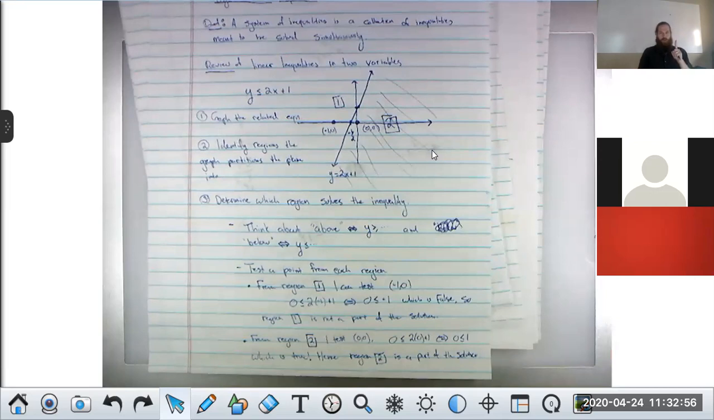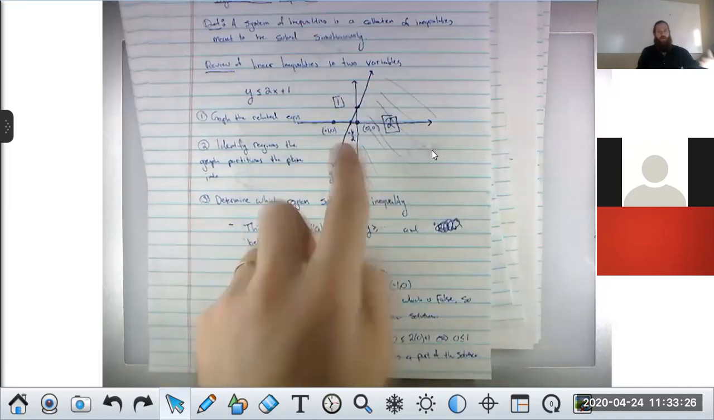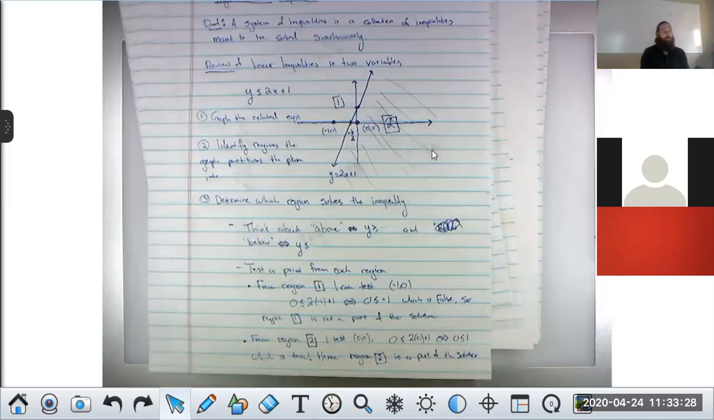This is just one linear inequality. A system of linear inequalities means doing this twice. And then the solution to the system is the overlap. It's the stuff that solves the first inequality and also solves the second inequality. Just like a system of equations is going to be a point that solves the first equation and solves the second equation. The solution to a system of inequalities is the region that solves the first inequality and also solves the second inequality. So you'll do this twice, and then you'll take the overlapping shaded region.